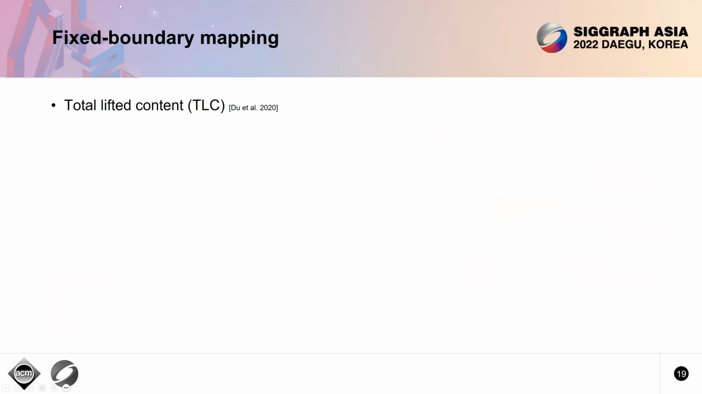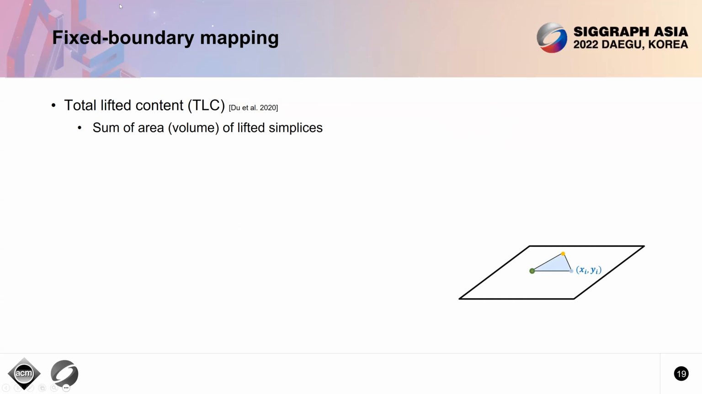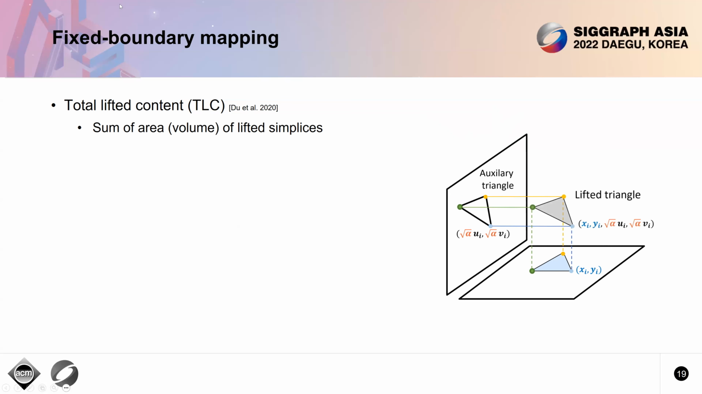We begin by reviewing the total lifted content, or TLC energy, designed for mapping a mesh into a domain with a fixed boundary. TLC energy measures the area or volume of all simplices in a higher dimensional lifted space. For example, the lifting of a triangle is defined by concatenating the 2D coordinates of each vertex with the coordinates of an additional triangle, called the auxiliary triangle, into 4-dimensional coordinates. In practice, we often use the corresponding triangle of the source mesh as the auxiliary triangle.